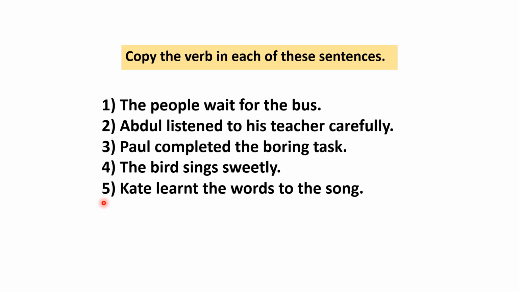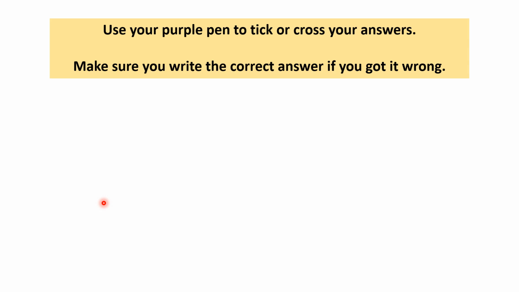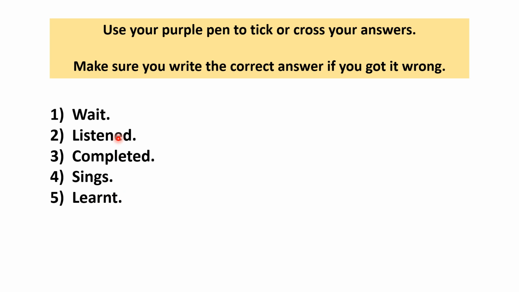Okay, if you're back, that means you have your verbs written down and you are ready to make some purple pen corrections. As always, just tick it if you got it right. If you got it wrong, give it a cross, but make sure you write the correct answer. Here are our verbs: wait, listened, completed, sings, and learnt. Pause the video, make any corrections that you need to now.